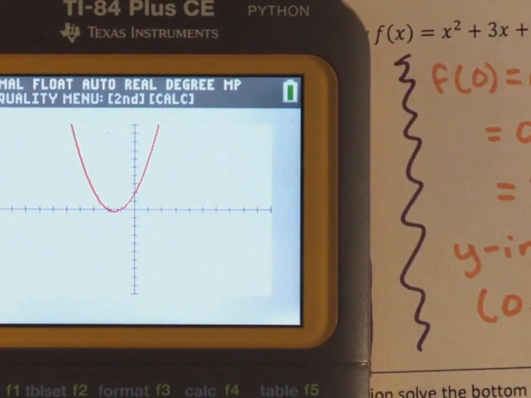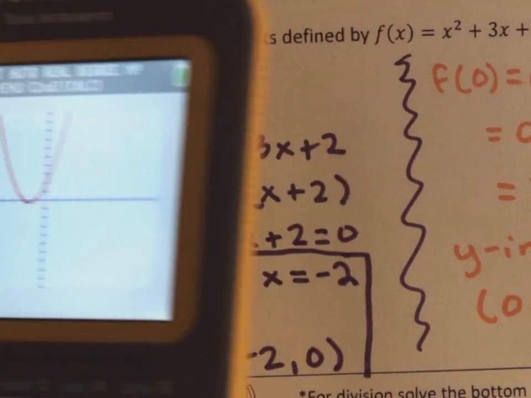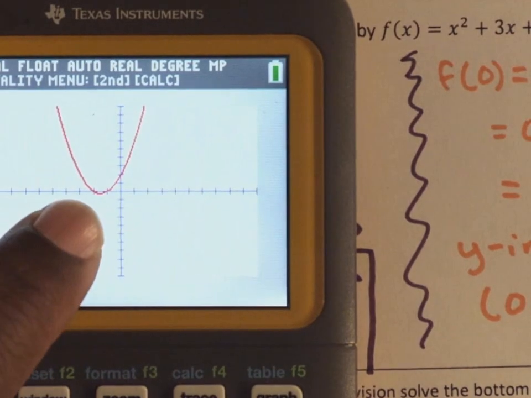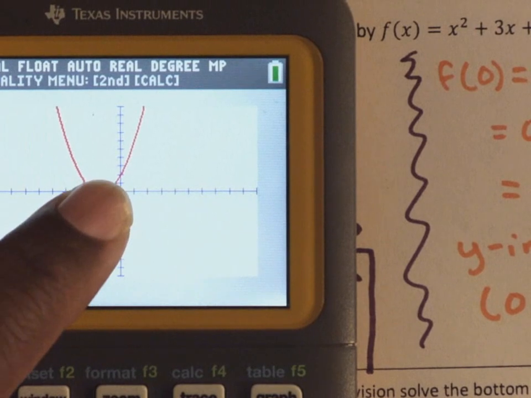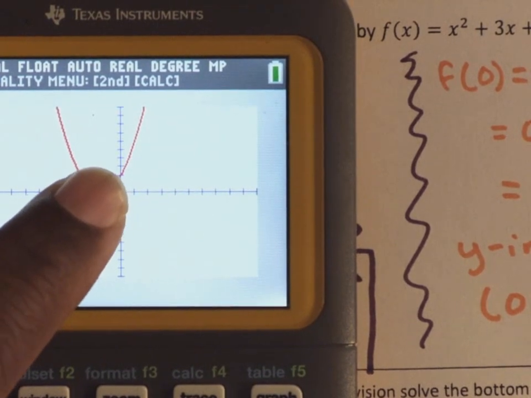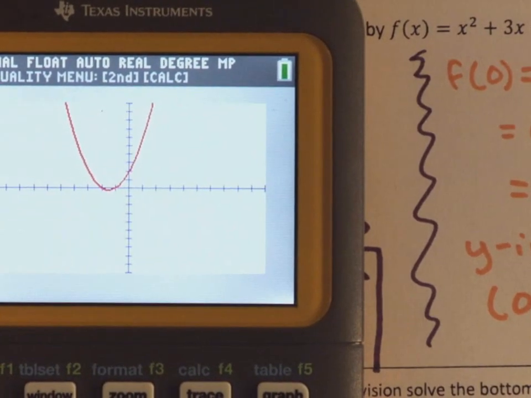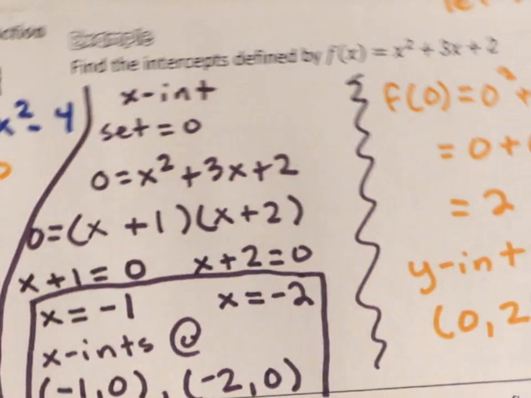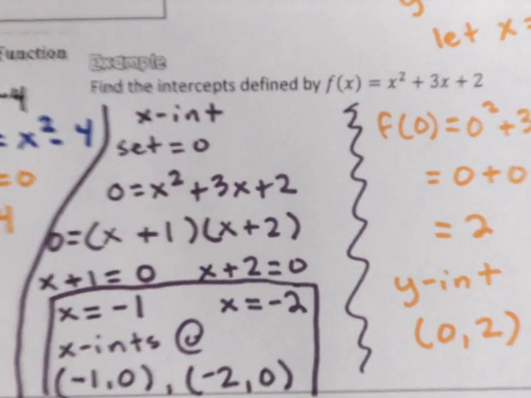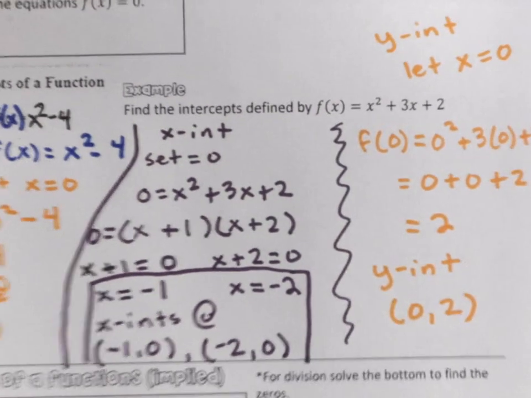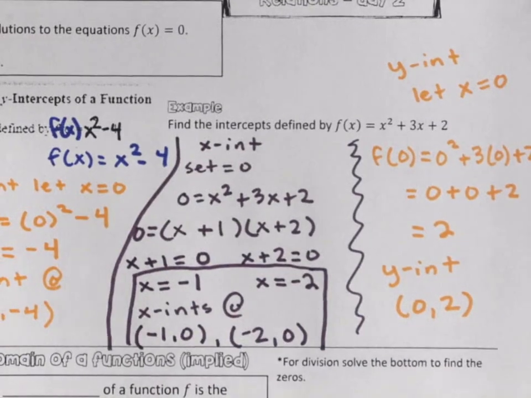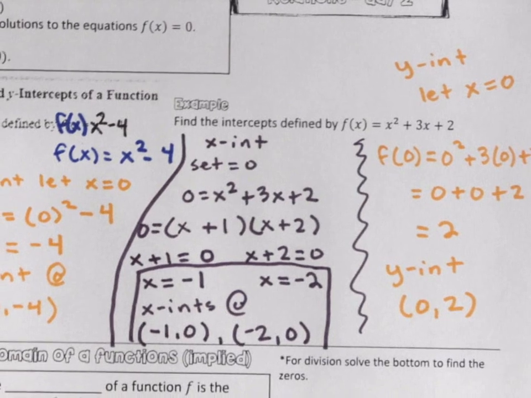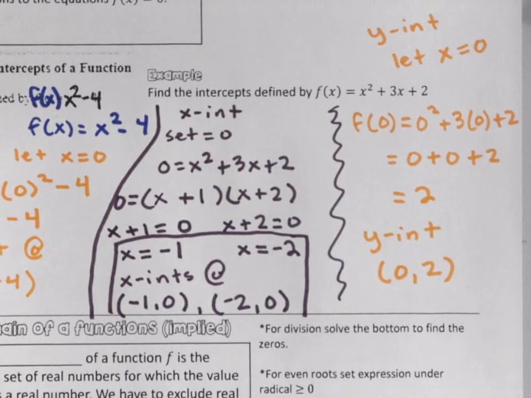If I zoom in and let you see, we had x-intercepts at negative 2 and negative 1. That matches up, and our y-intercept we said was at positive 2. That matches up as well. All right, you guys got any questions on the intercepts? All right, so let's talk about domain of functions.